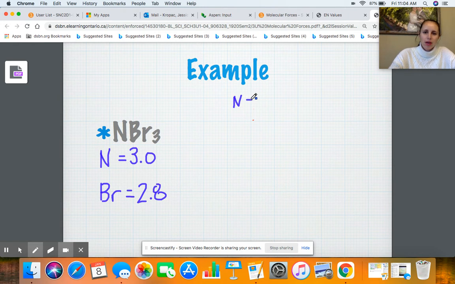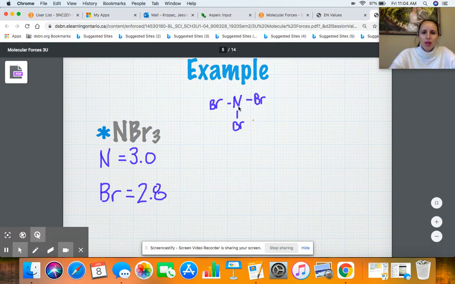What we care about is, I'm just going to sketch roughly what this molecule looks like. It looks roughly like this. I'll show you a much better sketch when I show you how to draw Lewis diagrams, which is going to be the next lesson. What we actually care about is this bond. We're trying to classify this bond right here. We're trying to classify the difference between nitrogen and bromine.